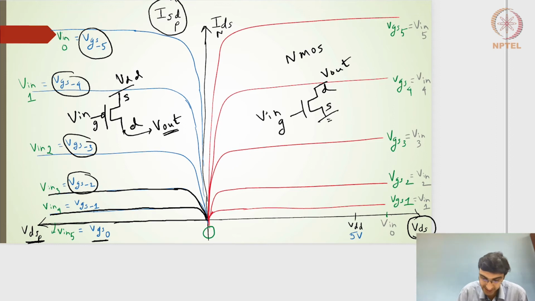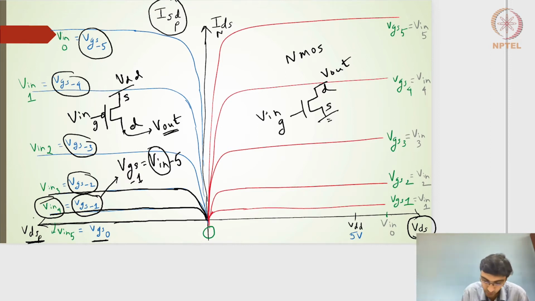If my VGS is minus 1 volts, then VGS is actually, if I can rewrite it here, V input minus VDD, which I've taken as 5 volts. So if VGS is minus 1 volts here, the input voltage will be nothing but positive 4 volts. So I have rewritten this expression as V input of 4 volts.